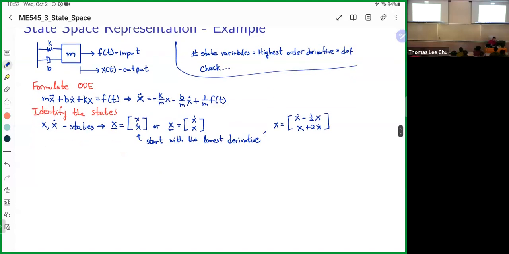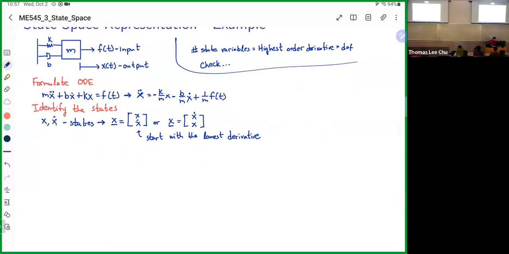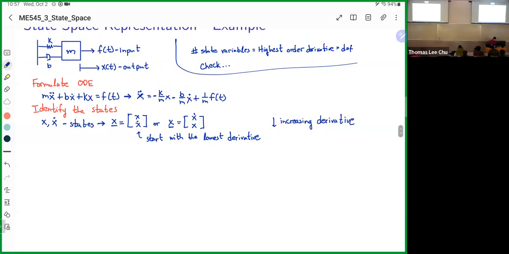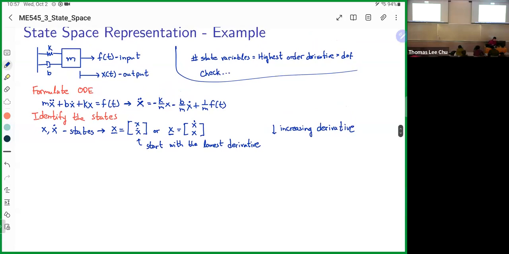All right, so we're going to ignore this part. We just started. Yeah, you can write like that on the right. The standard approach is to start with the lowest derivative or the lowest state and then go up. This is the order we go in, increasing derivative. Okay, so then what we have to do now is plug it into our state space equation.